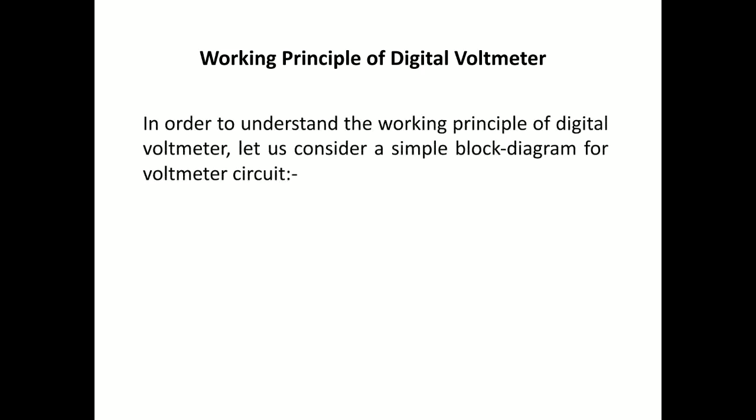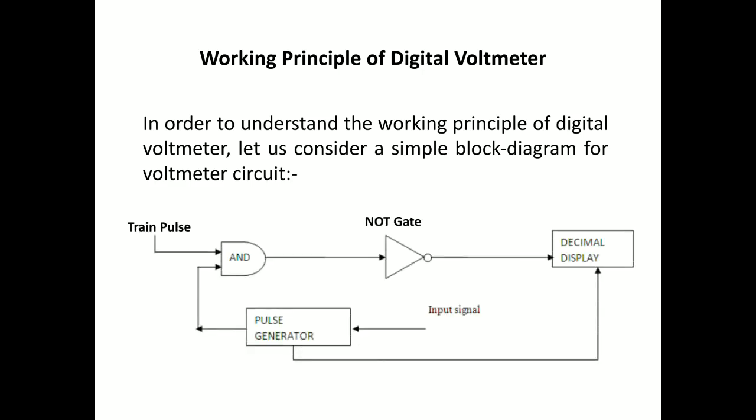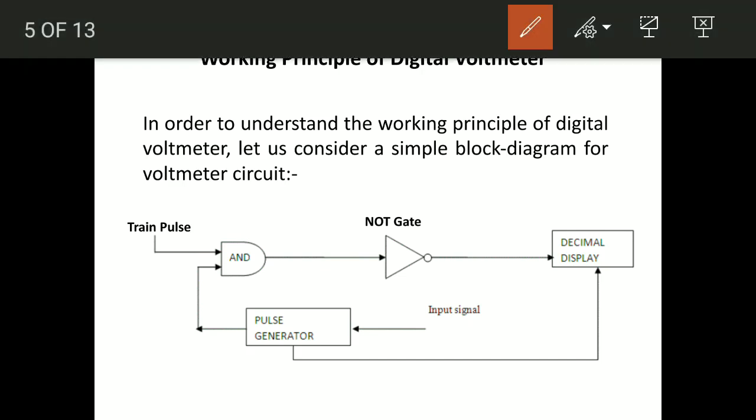Now let us discuss the working principle of digital voltmeter. In order to understand the working principle, let us consider a simple block diagram of a voltmeter circuit. If you open a voltmeter, what is there inside the voltmeter circuit that we are going to study? This indicates the basic composition of a voltmeter circuit. From this diagram, it is very clear that it has mainly 4 components. First one is the pulse generator. Second one is AND logic gate. Third one is NOT logic gate, and fourth one is decimal display system. So let us discuss one by one the objective of all these subcomponents in a voltmeter circuit.